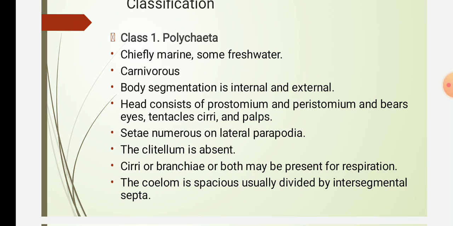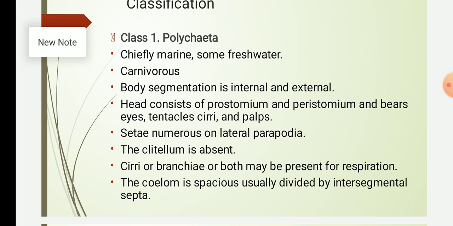means poly means many and chaeta means bristles. So polychaetes are annelids that have a bundle of bristles. Polychaetes are marine, that is, they are found in the marine ecosystem, plus some are freshwater too.